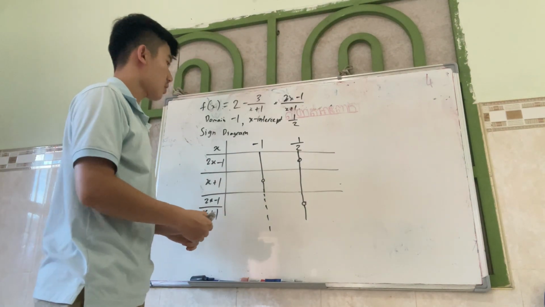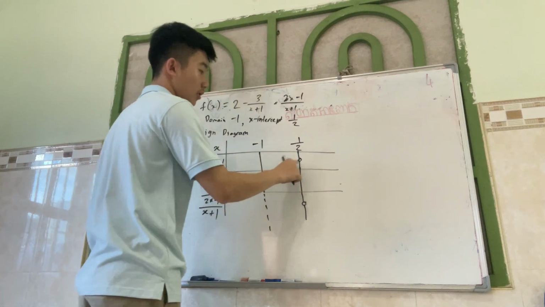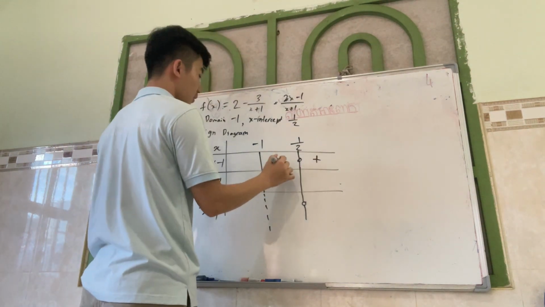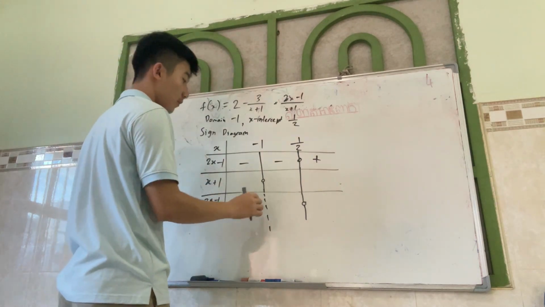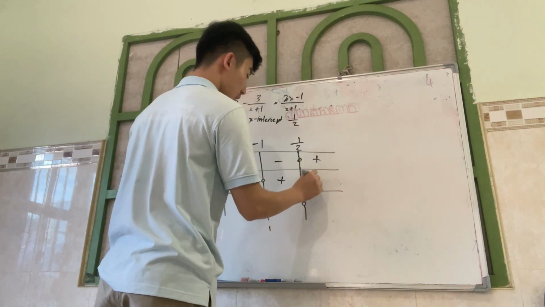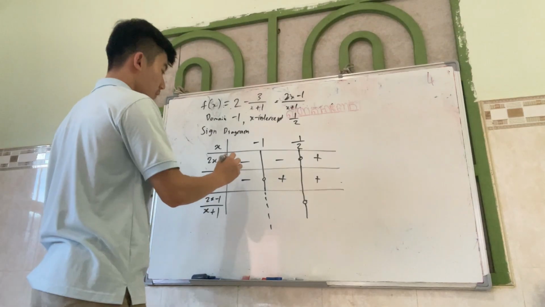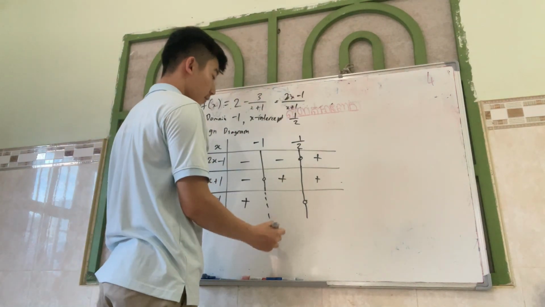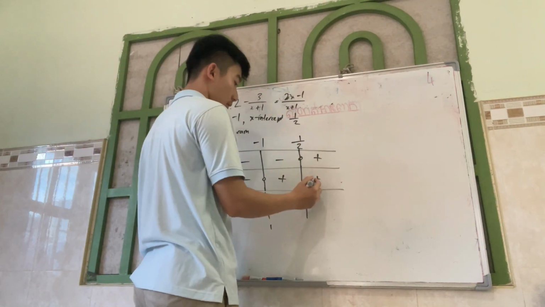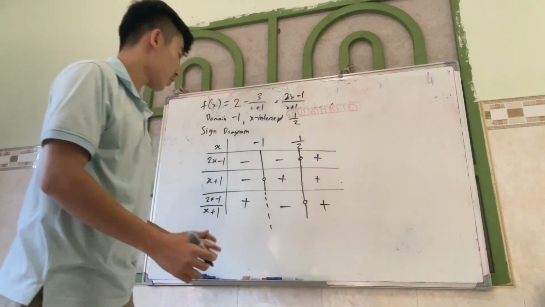Our a, which is 2, is positive. So in front of 0 must be positive, and the rest will be negative. And in this one, our a is 1, which is positive. So in front of 0 is positive, and at the back of 0 is negative. So negative divided by negative equals positive. Negative divided by positive equals negative, and positive divided by positive equals positive. So this is our sign diagram.